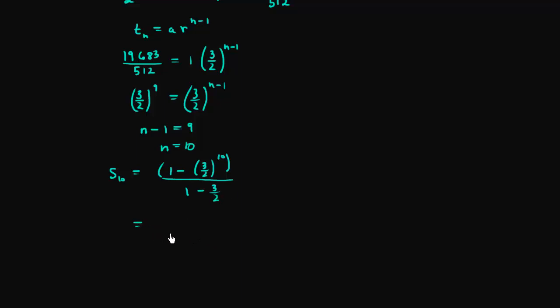Now if I actually compute this, I get that this is 1 minus 3 to the power of 10. Let's see, 3 to the power of 10 is 59,049, divided by 2 to the power of 10. And 2 to the power of 10 is 1,024. All divided by 1 minus 3 halves. So 1 minus 3 halves is just negative 1 half.